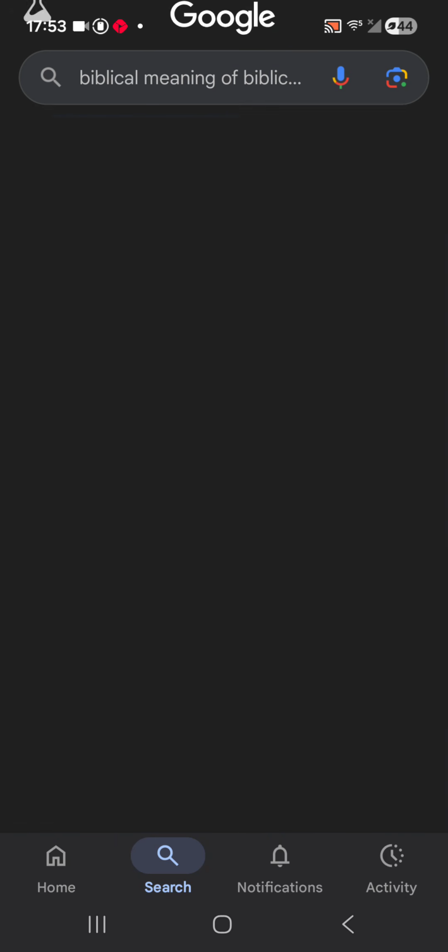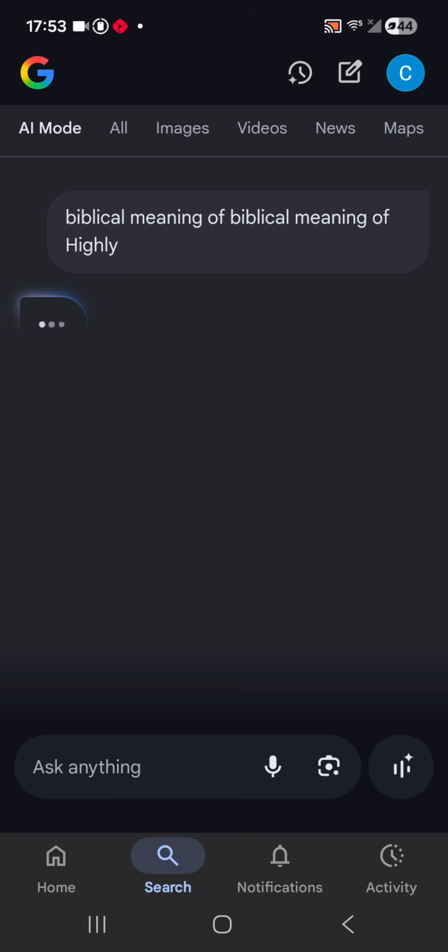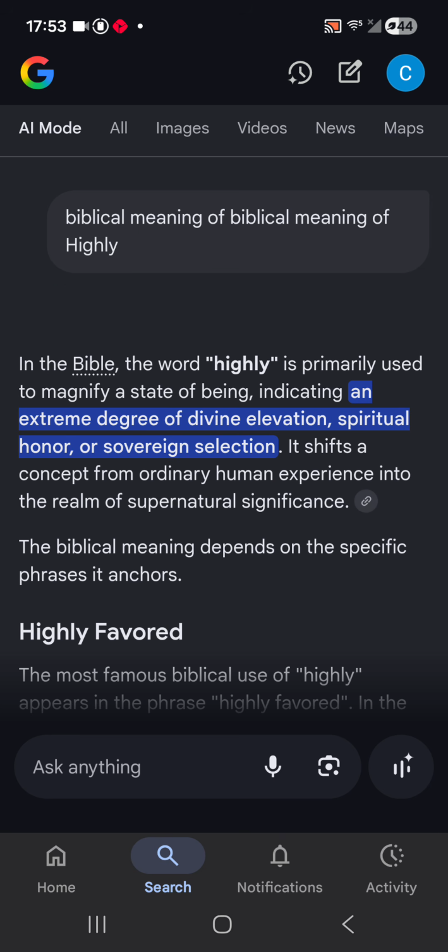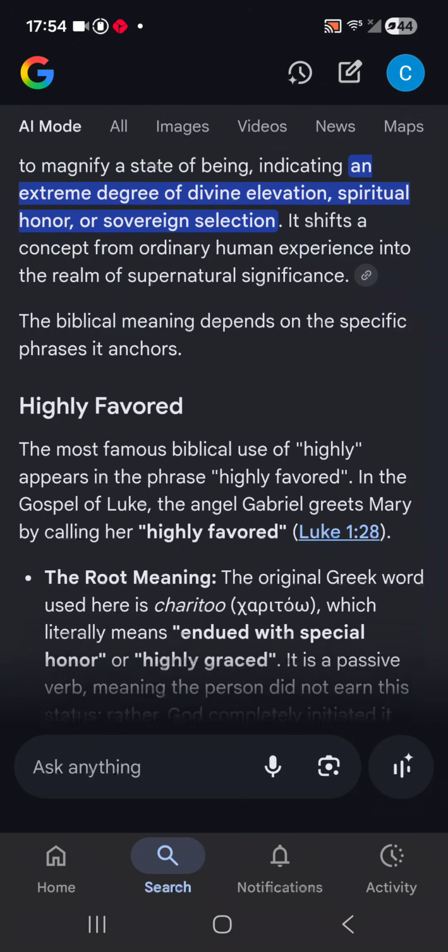Now, let's take a deeper dive with AI mode. In the Bible, highly is primarily used to magnify a state of being, indicating an extreme degree of divine elevation, spiritual honor, and sovereign selection. It shifts a concept from ordinary human experience into the realm of spiritual significance. The biblical meaning depends on the specific phrase it anchors.